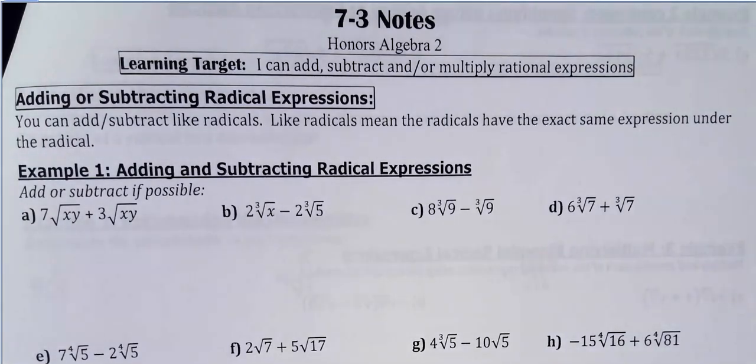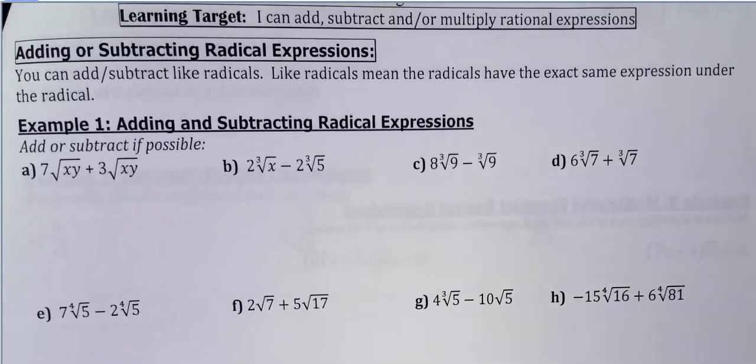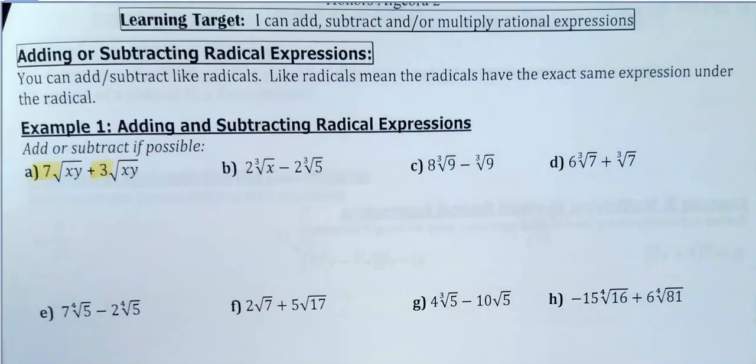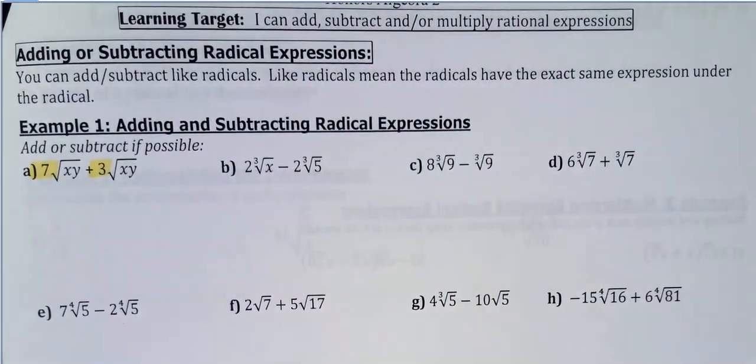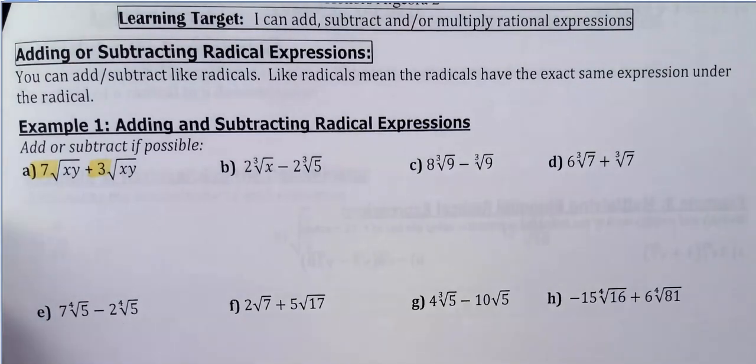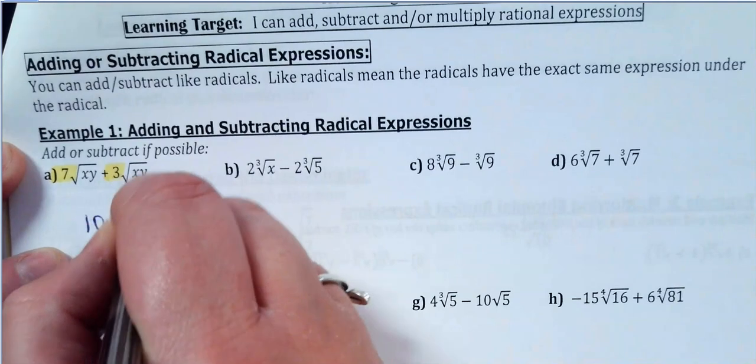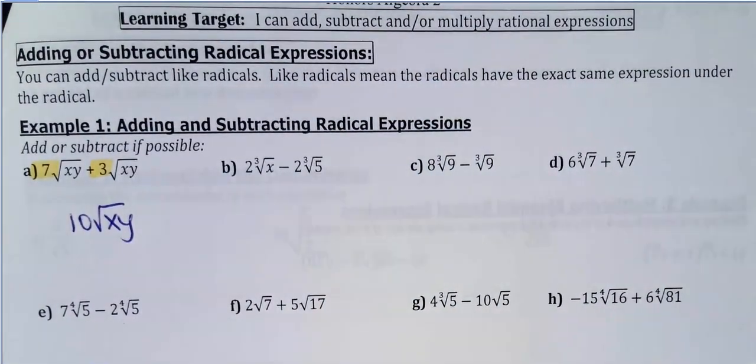So what I got in example 1, this is just really quick, we'll go through this. So I have 7 times square root of xy, 3 times the square root of xy. Radicals are both square roots, they both have exactly the same thing. All you do, don't change any exponents, anything like that. We're just going to add the numbers in front. So I've got 10 square roots of xy, and that's literally all you have to do.